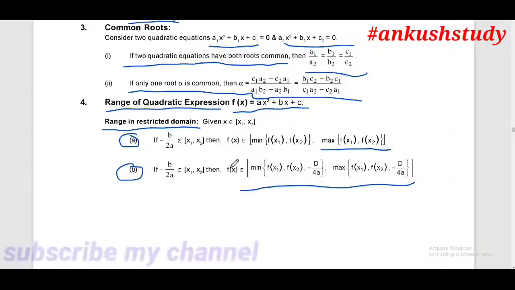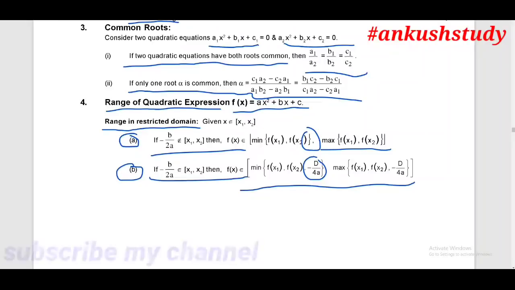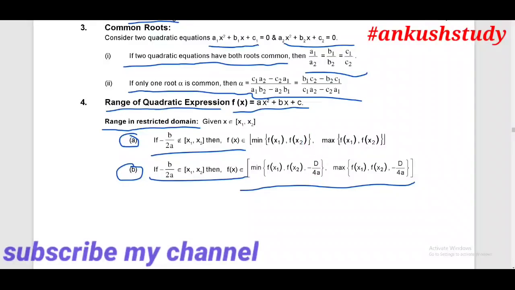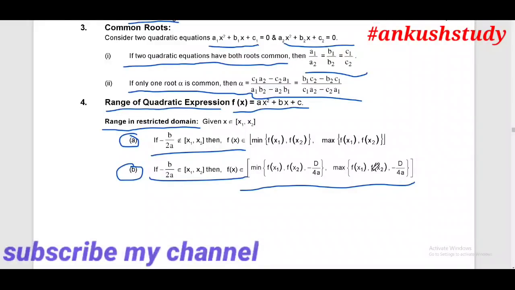[minimum of {f(x1), f(x2), minus D upon 4a}, and so on]. So this one is the main one. You should closely look at the video and pay attention here, that here the minus D upon 4a is not given in the first case. So there are two conditions. You have to read the question properly and write the respective formulas accordingly. Okay, and the maximum is {f(x1), f(x2), minus D upon 4a}.